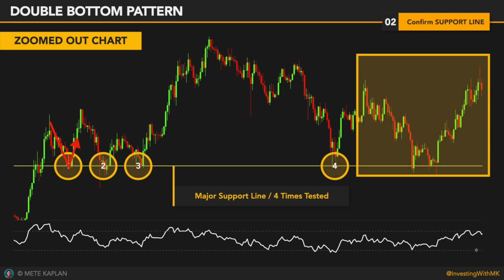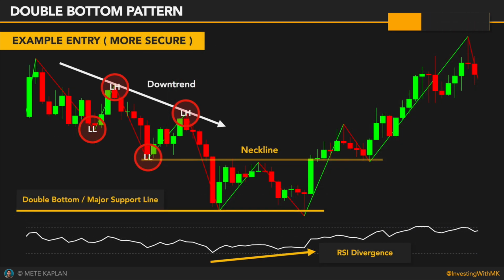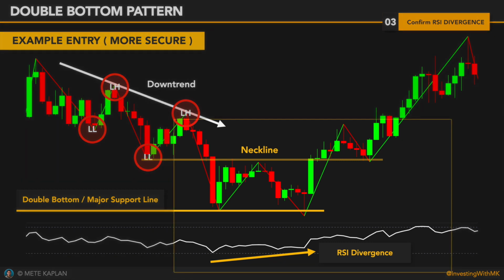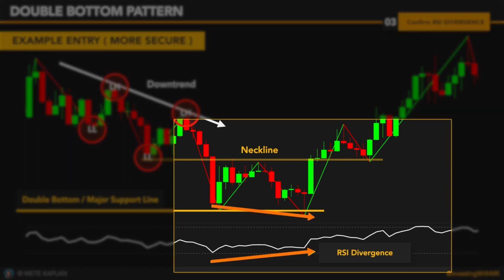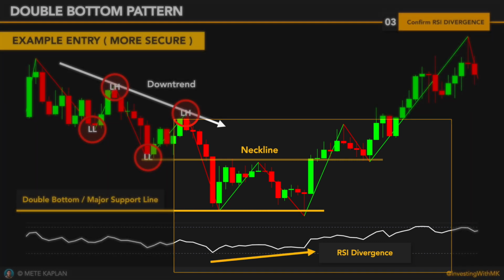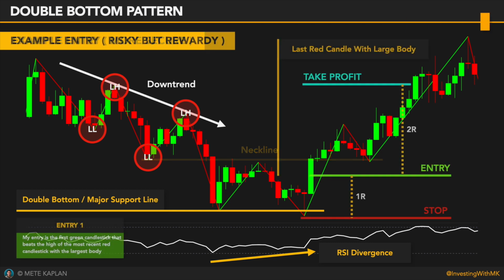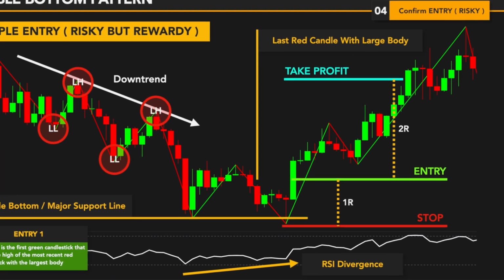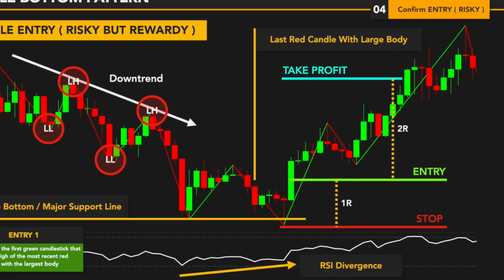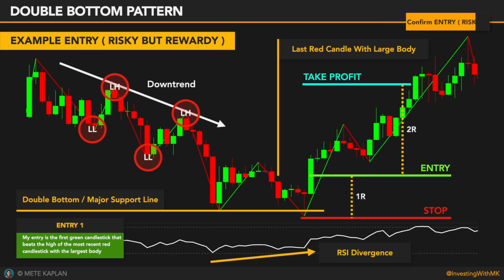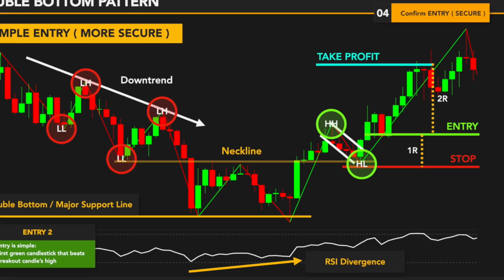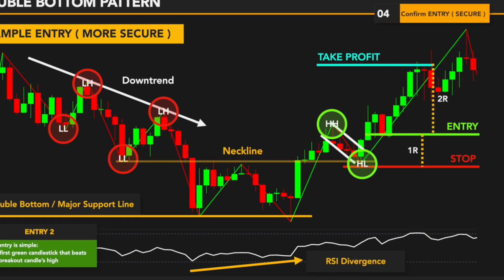Step 2. Confirm support line. This optional step is important because finding a strong support line for double bottom makes the trade stronger. Step 3. Confirm RSI divergence. Since we are trading a reversal pattern, we are taking a high risk because we play against the trend. RSI divergence is your best friend for reversal trades. Step 4. Confirm entry. We will go over 2 types of entries. One, risky but rewarding, and the second one is a more secure entry with a market structure change.